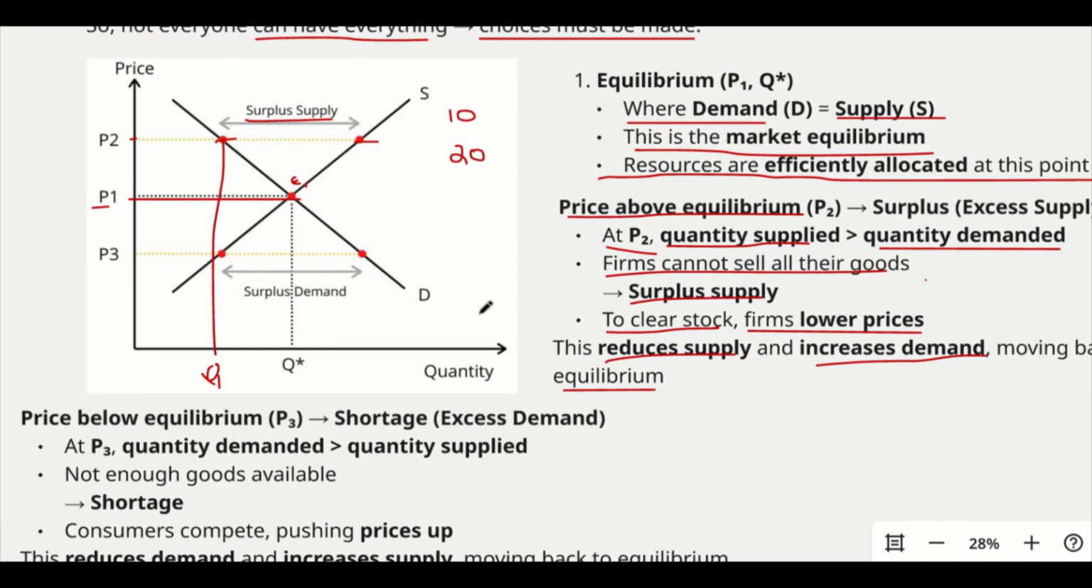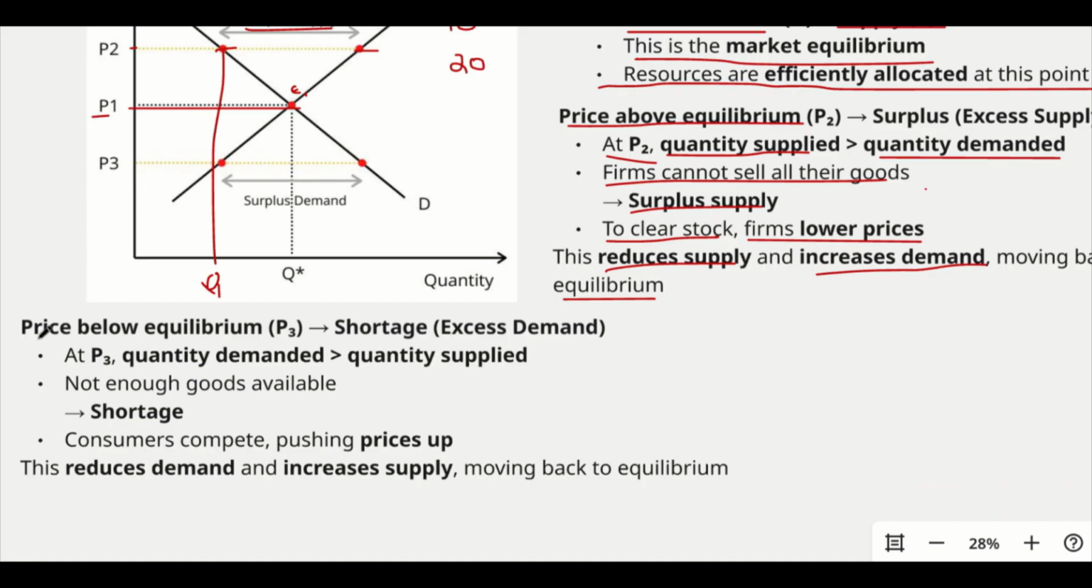And now let's check the price below equilibrium. So what if the firms are selling it below the equilibrium price? Okay, so what will happen? The demand will increase, right? When the product's price is reduced, definitely the demand will increase.